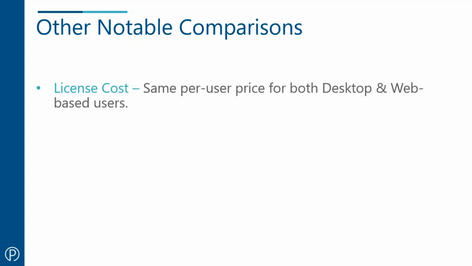License cost is the first one. And the comparison here is actually, they're the same. The per user price for the desktop and the web is the same. There is no change there.